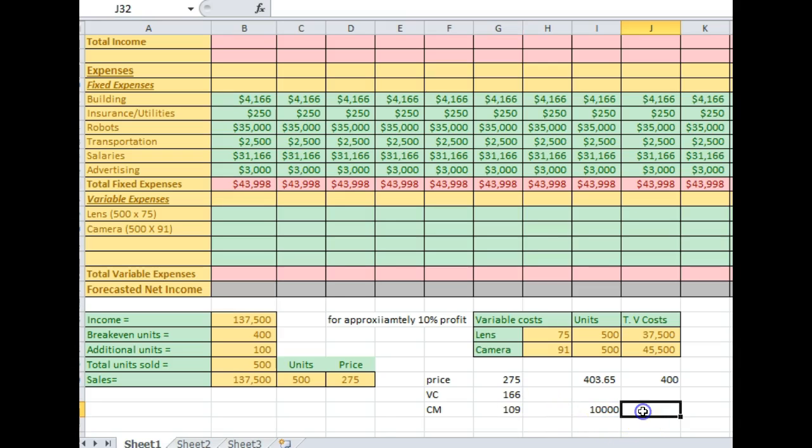Oh, and now it's really being difficult, isn't it? Equal 10,000. Oh, it doesn't think it's that.